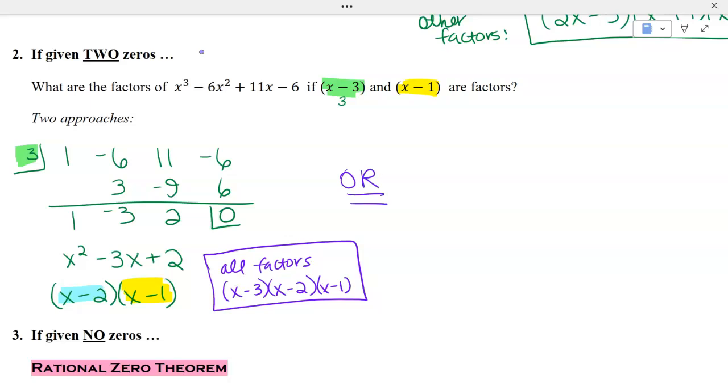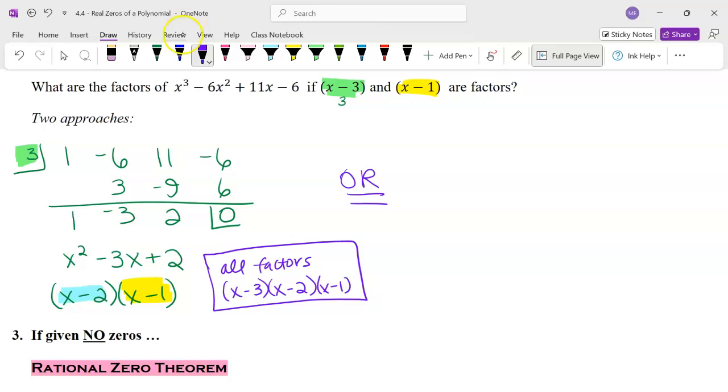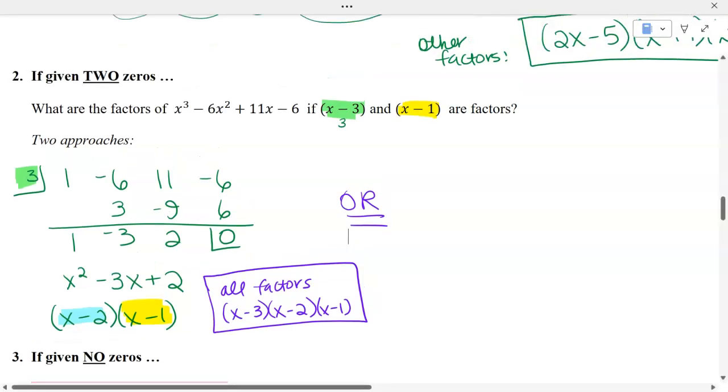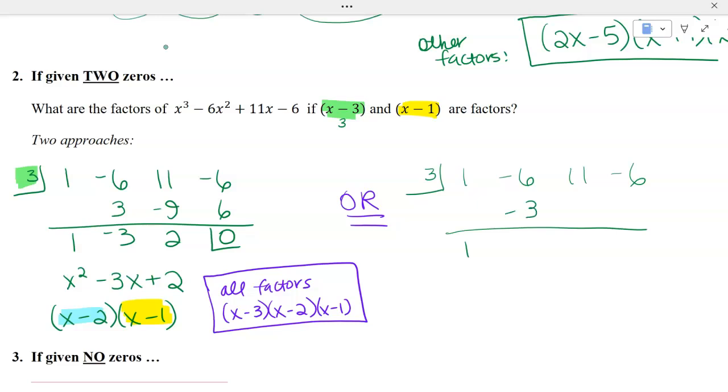But there's also another way that you could do it. You could do synthetic division with 3 to start out with, just like we did before. And so when we do that, we end up, hold on, I'm trying to go too fast. Negative 3, negative 9, 2, 6, and there we got 0. We know right here that this is x squared, right? We know that this is 1x squared minus 3x plus 2.